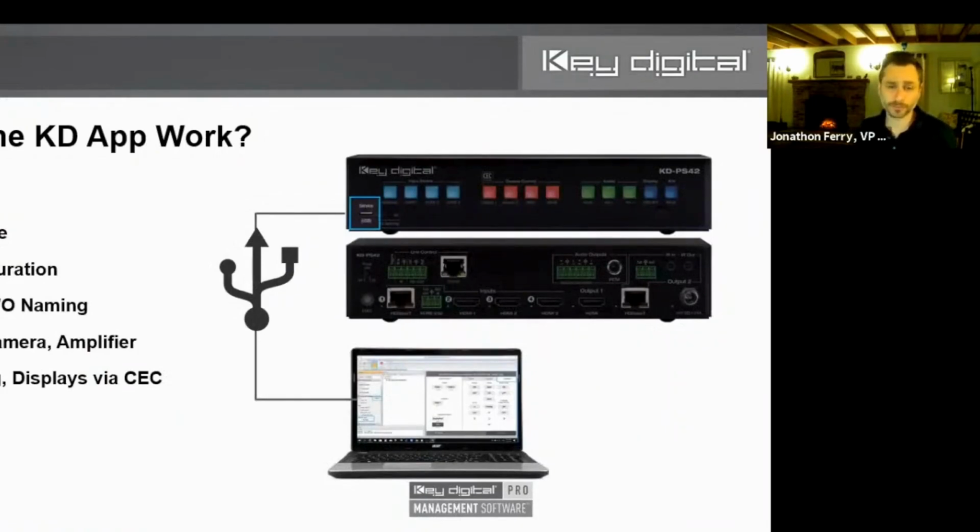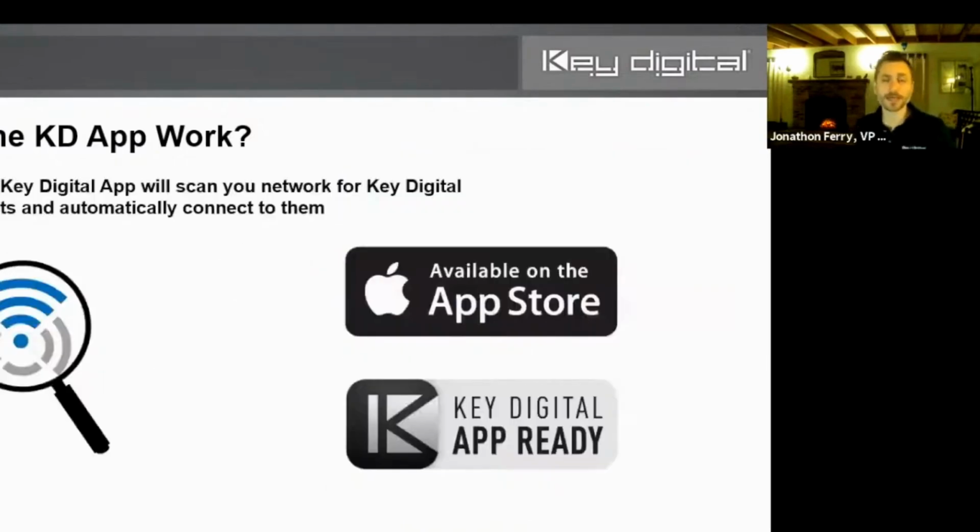You could even do it over USB. So all the devices where you've seen that USB emphasized throughout the presentation here, those are those devices. USB service port. You could set your friendly names. You could just hit a checkbox for, yes, I have a camera. Yes, I have an amplifier. I could use a drop-down menu to select my sources and displays that I need to control, for example, all there in the KeyDigital management software.